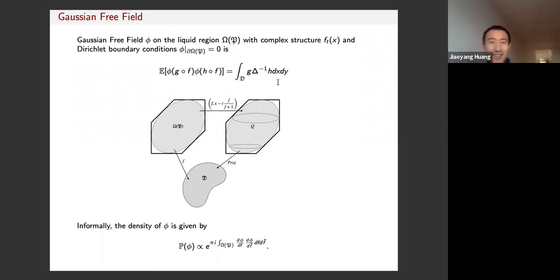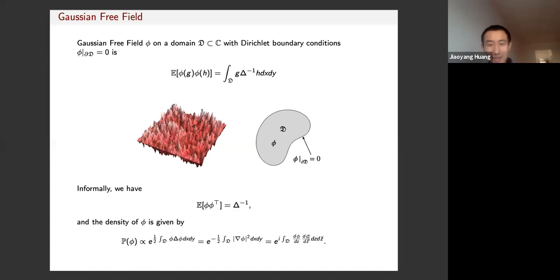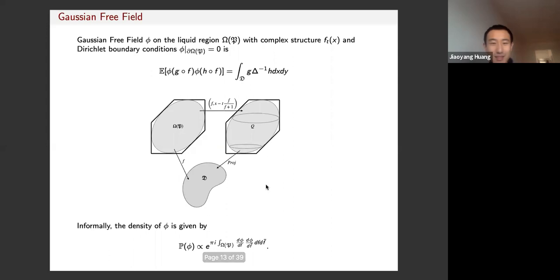So as in the last slides, if we directly write down the density of phi, the density is given by this guy, e to the pi i times the integral on the liquid region, d phi df, d phi df bar, and df bar. So here you just simply think of phi as a function of f. So everything is the same as this guy, except we just replace the complex structure dz by the complex structure of f, replace z by f. So this is the Gaussian free field in their conjecture.